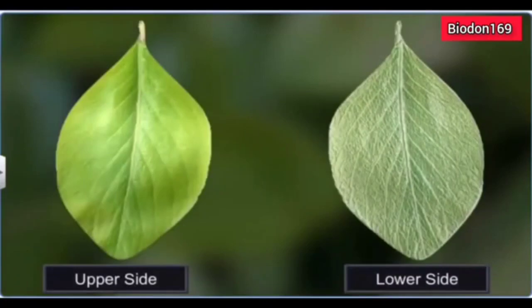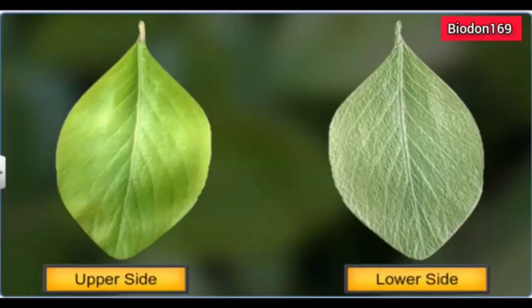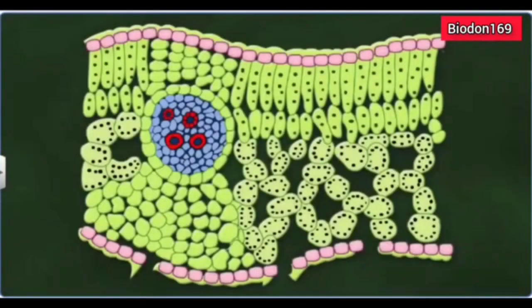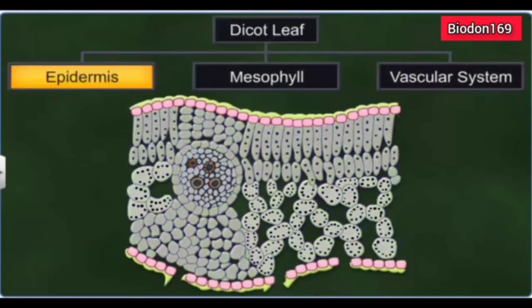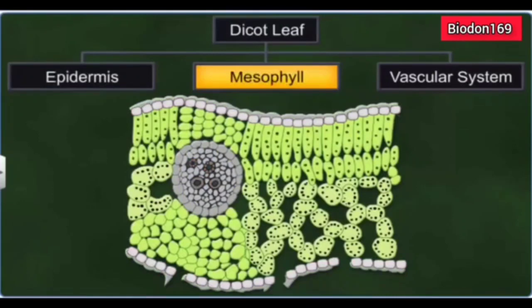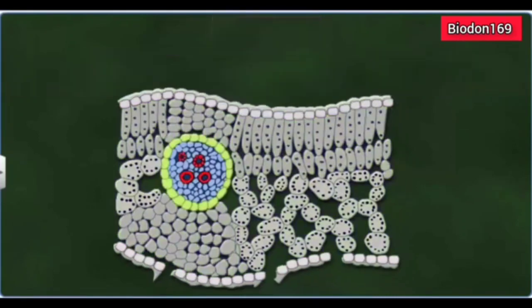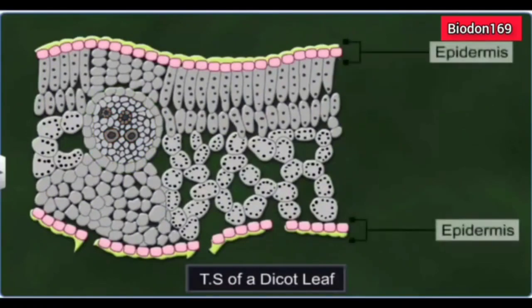A dicot leaf is also known as dorsiventral, as its upper and lower sides are different in structure. On observing the transverse section of a dicot leaf, we find that it has three main parts: epidermis, mesophyll, and the vascular system. The epidermis covers the upper and lower surfaces of the leaf and is coated with the cuticle.